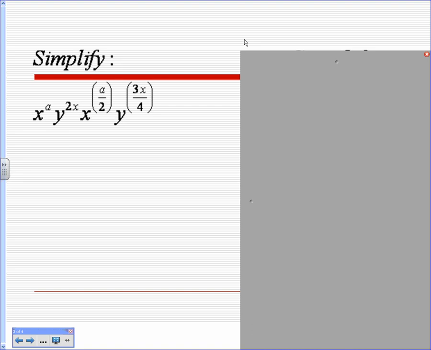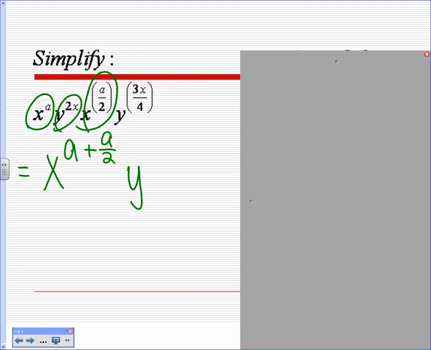That's another one. Okay, so where are our x powers? What do we do with the powers? So we have x to the a plus a over 2. We'll simplify in a second. What about our y powers? We have a 2x and we have this one. And we add them as well.